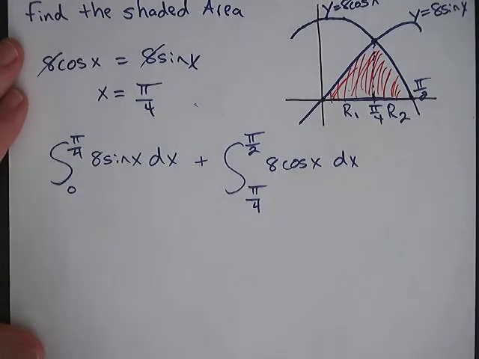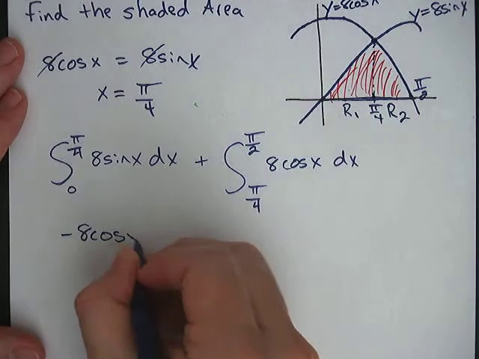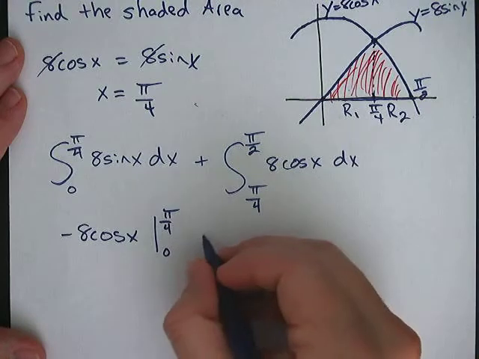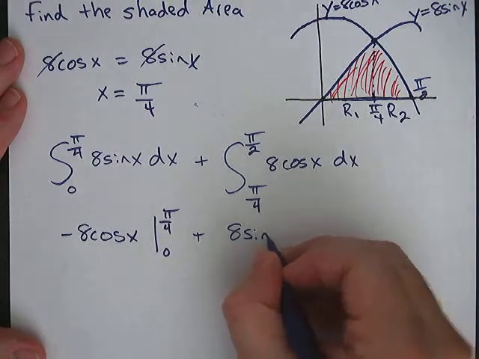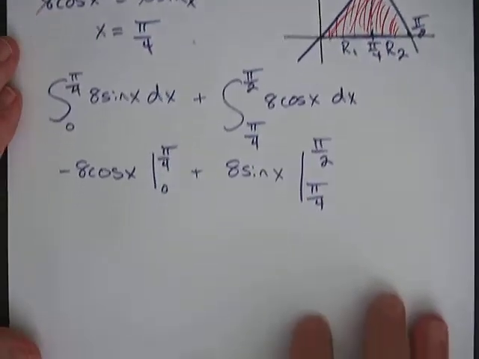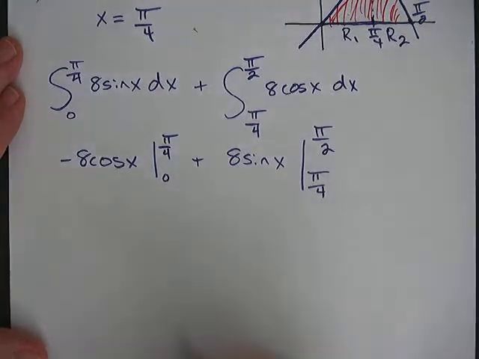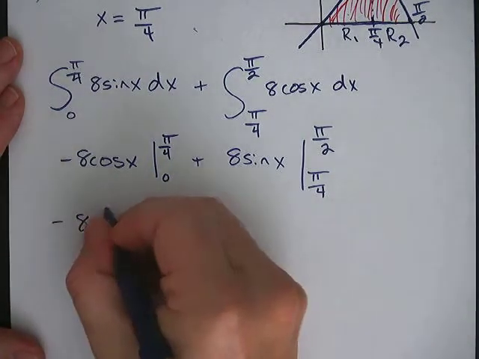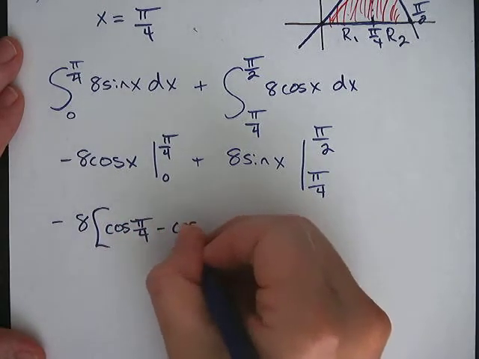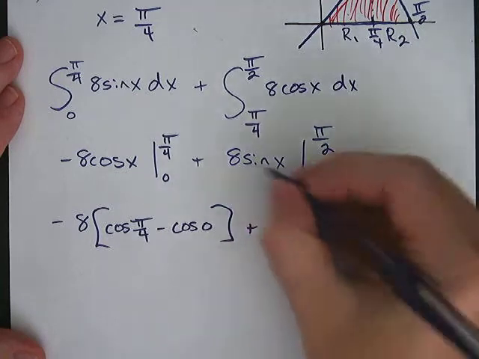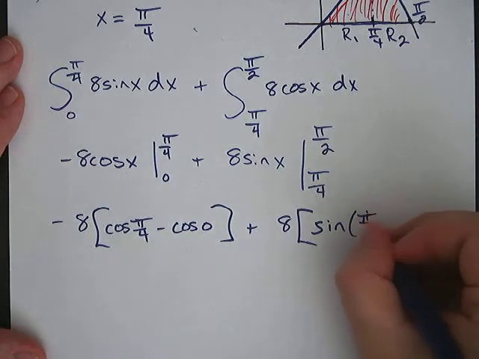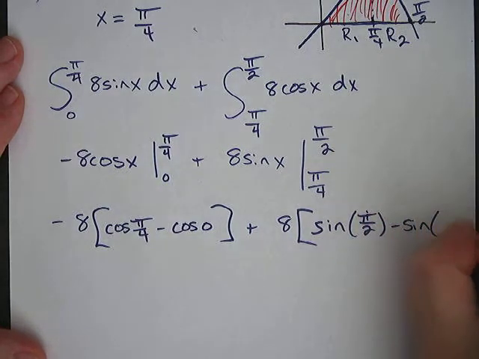And the integral of 8 sine x is going to be negative 8 cosine x, and that's going to go from 0 to pi over 4. And then the integral of 8 cosine x is going to be 8 sine x, from pi over 4 to pi over 2. Okay, let's go ahead and put these limits of integration in, so we can put the negative 8 out front, and we'd get cosine of pi over 4 minus cosine of 0 plus, let's do this one now, put the 8 out front, sine of pi over 2 minus sine pi over 4.